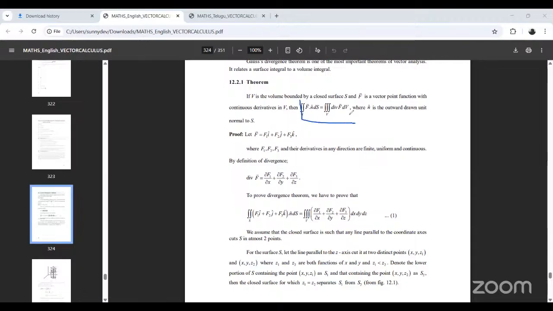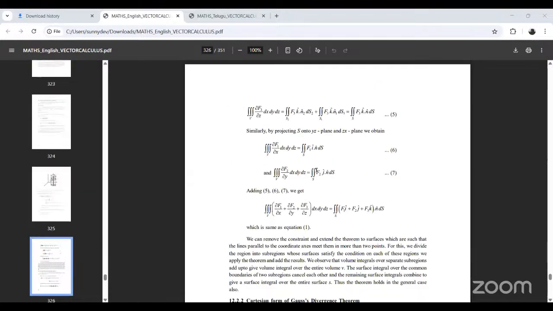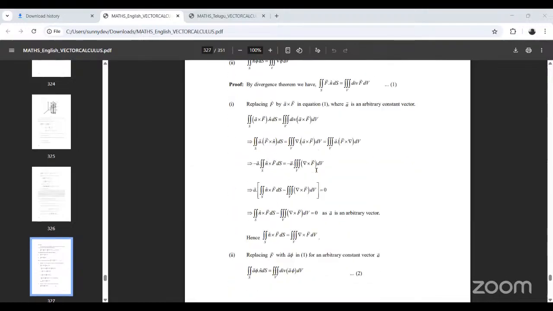The double integration of F dot n into dS equals the triple integration of divergence of F into dV. You should remember this. Based on these formulas, the Gauss divergence theorem, we are going to solve problems.